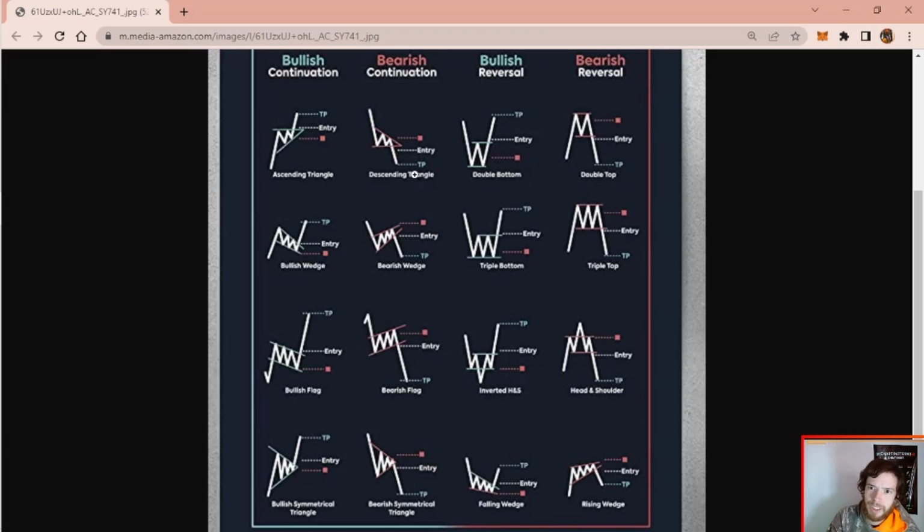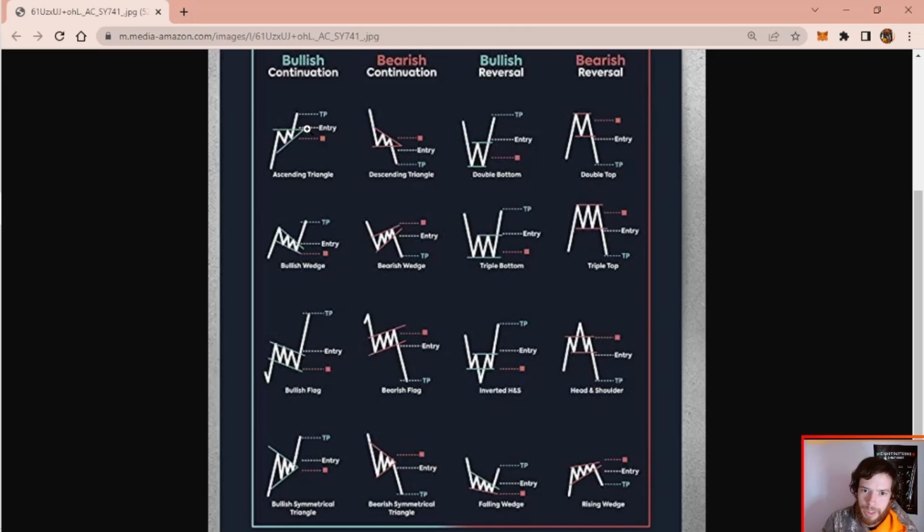So now that you understand the difference between the two sides of the chart, we're going to look at both patterns, the bullish and the bearish version, and compare how you would enter or exit them when you're trading. So our first one is the ascending and descending triangle. The ascending triangle is bullish, ascending goes up, descending is bearish, descending goes down.